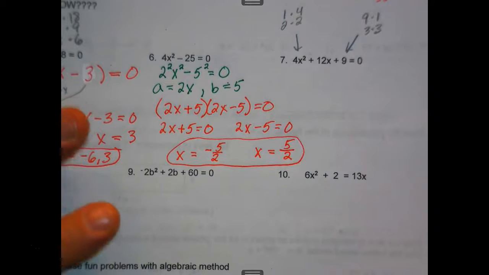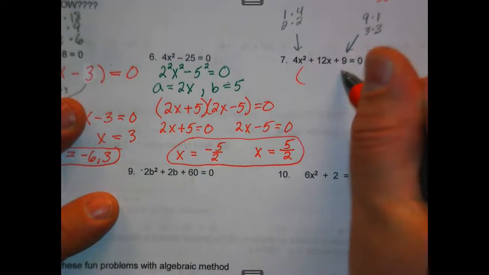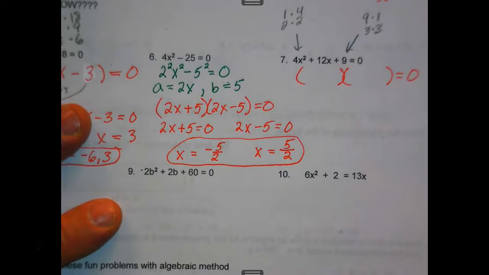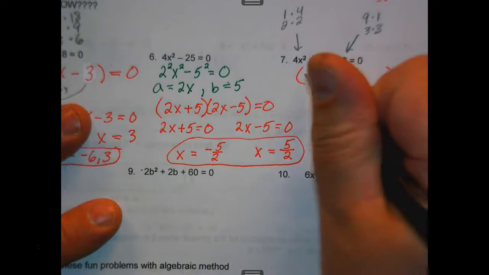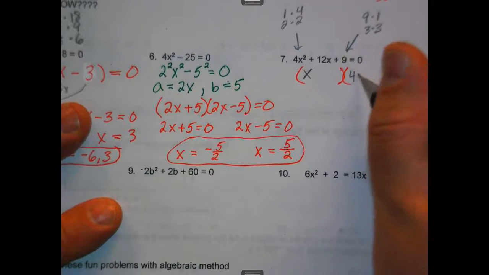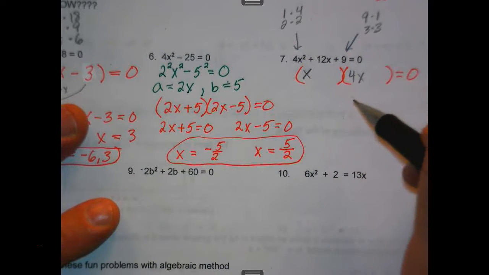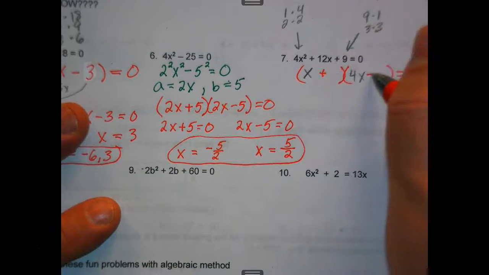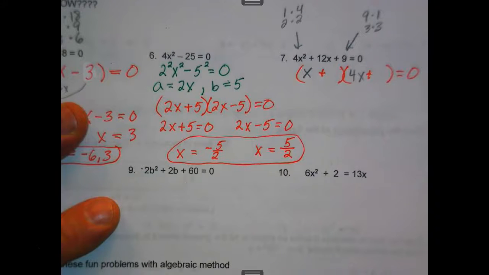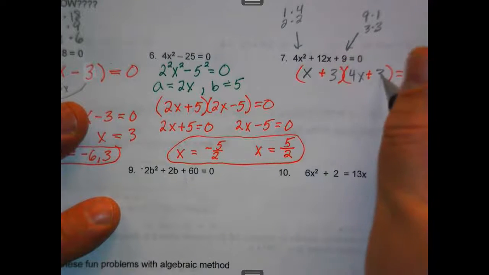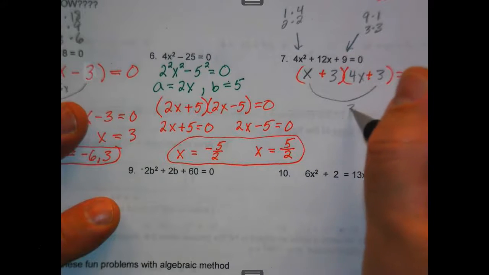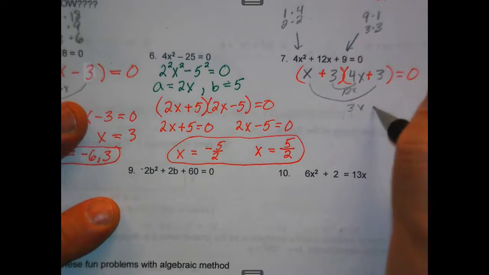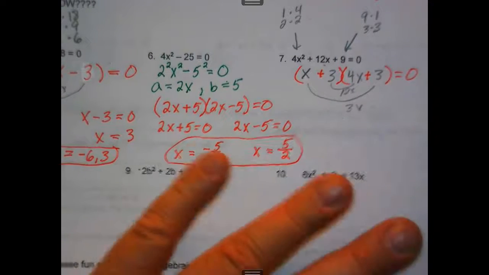So I'm going to have to check here. 1 and 4 and 3. They're both positive, so they have to be positive. And 3 and 3. Okay, outer 3x, inner 12x. 12x plus 3x is 15x. Nope, not it.